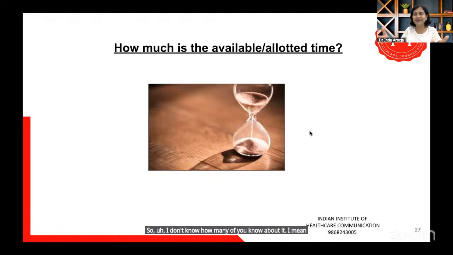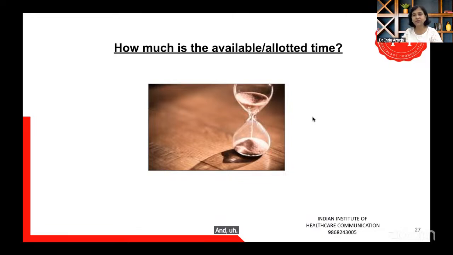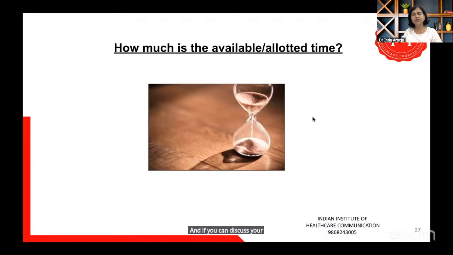There's a saying, I don't know whether that's true or not, that somebody had gone to discuss a project proposal with Mr. Ratan Tata. And there wasn't much time. Mr. Tata said, I have just a few minutes from here to the car park. If you can discuss your project proposal with me in that time, and if I'm convinced, I will be more than happy to finance your project.